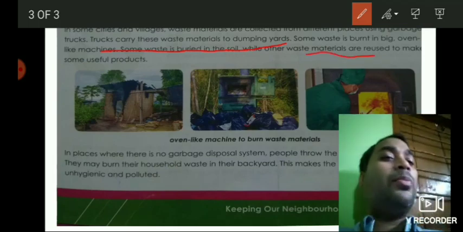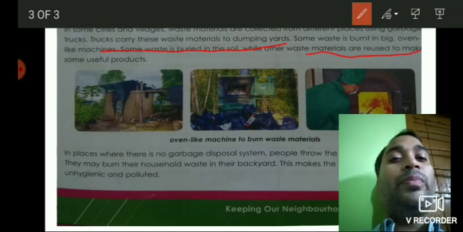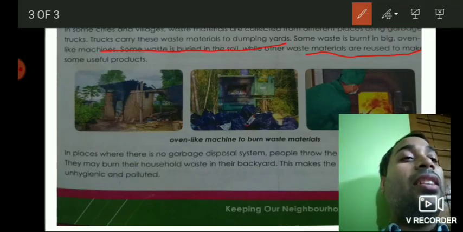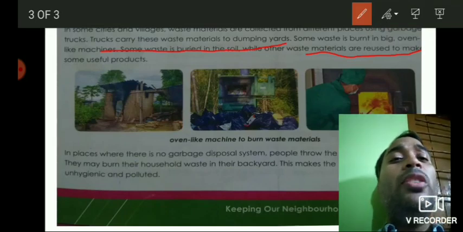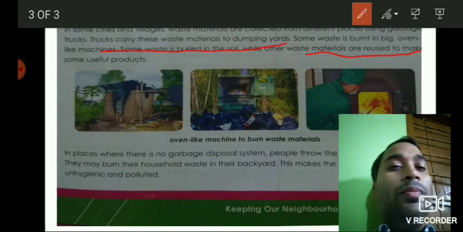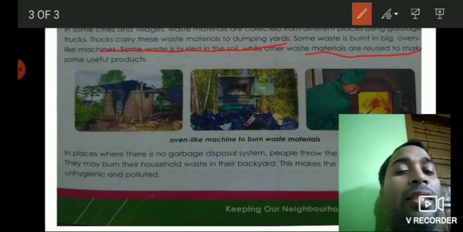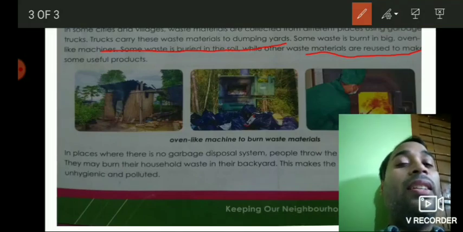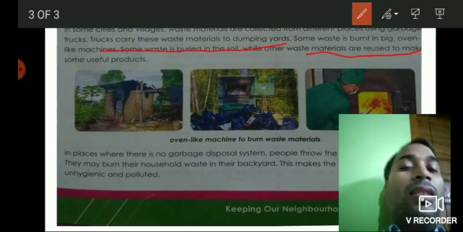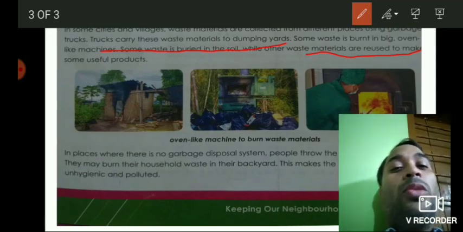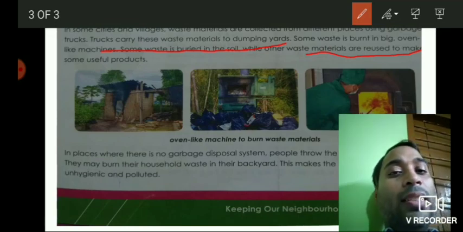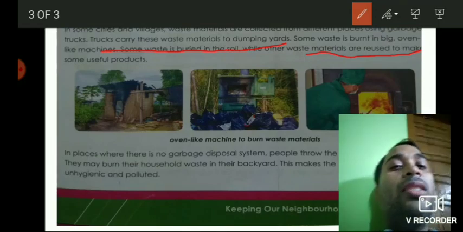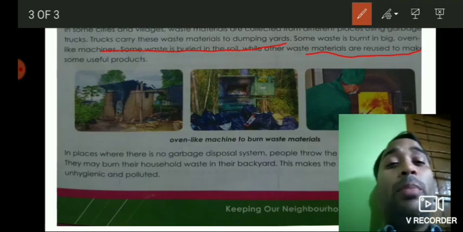Some of the waste is burned in big oven-like machines, and some waste is buried in the soil, while other waste materials are reused to make useful products. As far as possible, the reusable things are kept properly, and then they are recycled, and can be converted again into useful products. And then there is some waste which is burnt, and a certain waste that can be buried in the soil, which is biodegradable.